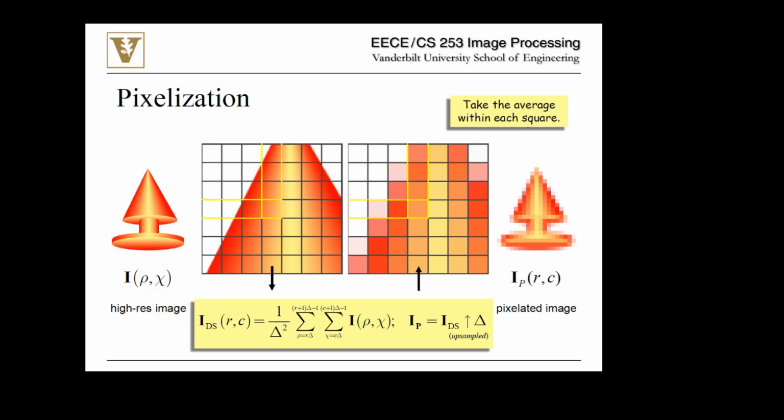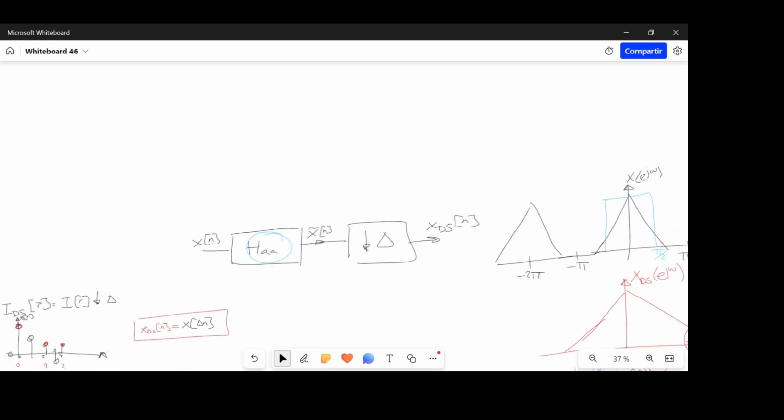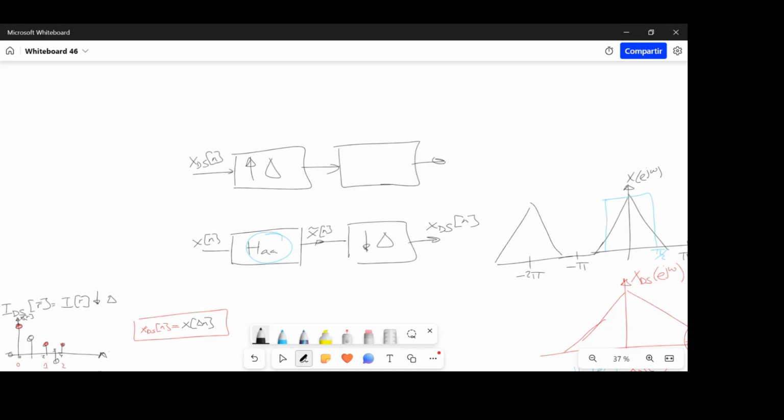And then we have the upsampling. The upsampling, you may remember from a previous lecture that upsampling was the opposite. So the upsampling had a downsampled signal. You had the upsampling by a factor, and then you had not an anti-aliasing filter, right? It was for a reconstruction.